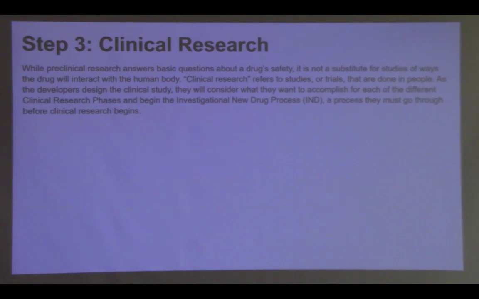Step three, you get into the clinical research, and this is where the human participants come in. As you can see, these are trials that are done in people. As the developers design the clinical study, they will consider what they want to accomplish for each different clinical research phase, and we'll move into that. There's phase 1, phase 2, phase 3, phase 4, and some little steps in between there with 1A, 2B, stuff like that.